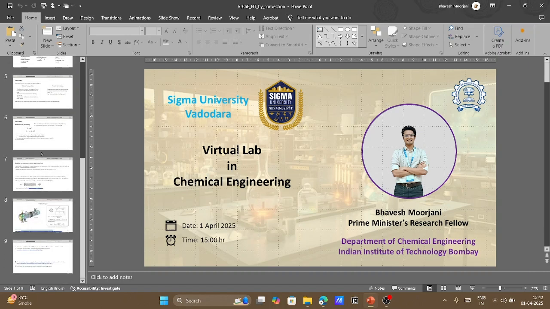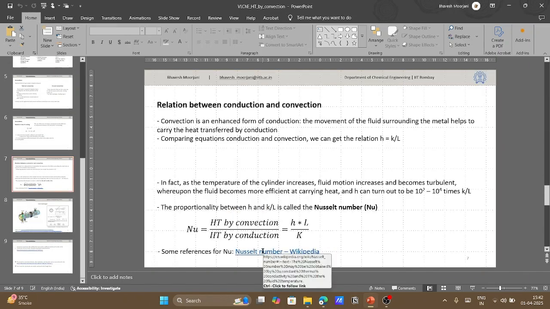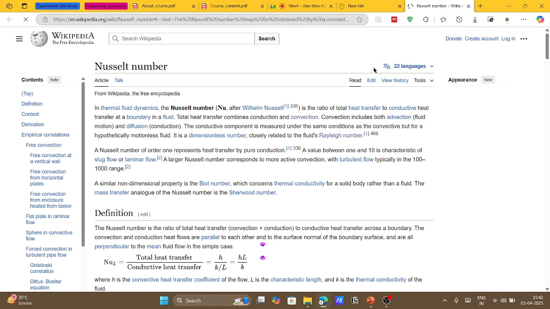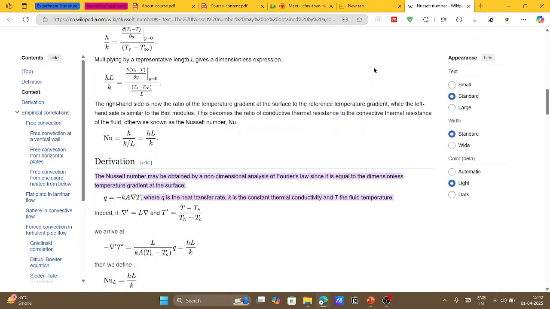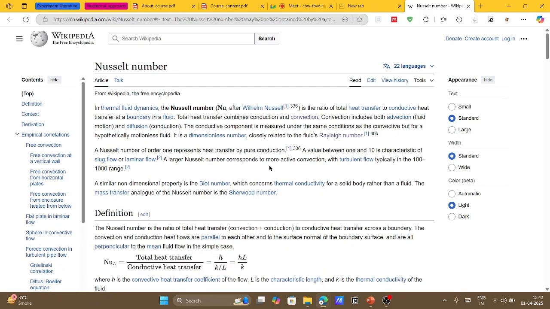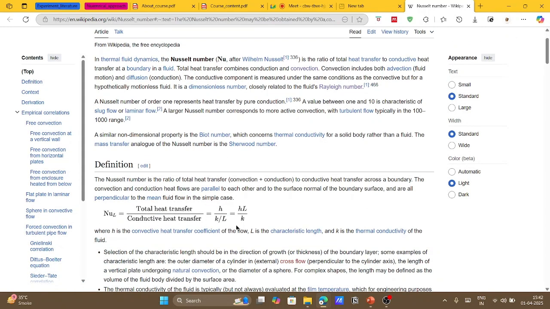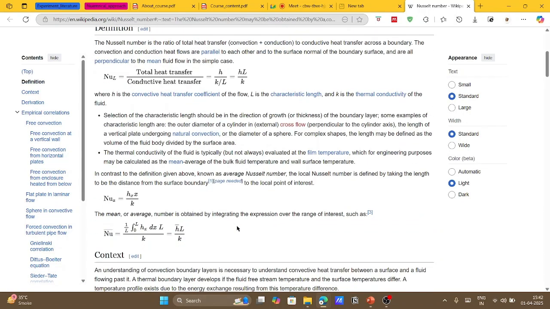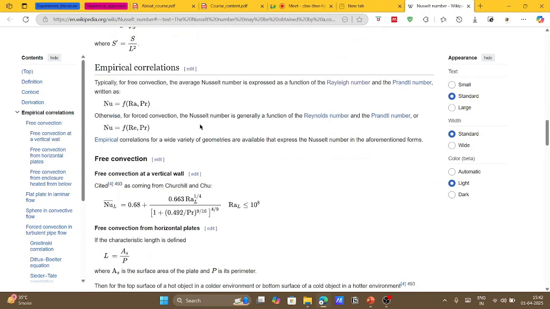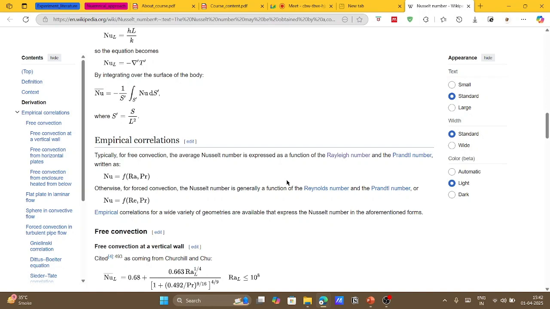So here you will see I have provided some references for the Nusselt number. Obviously, I would suggest using book references rather than Wikipedia references. But here you see the definition of the Nusselt number, how it is quantified, its derivation, and here are the empirical correlations. As I said, for natural convection, the Nusselt number can be expressed as a function of the Rayleigh number and the Prandtl number, right?